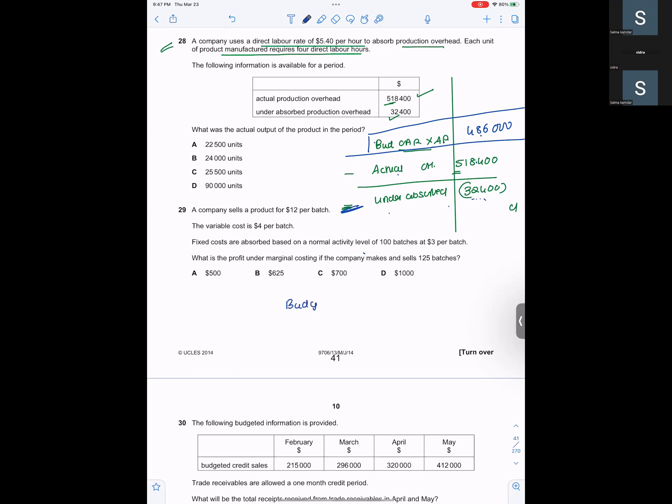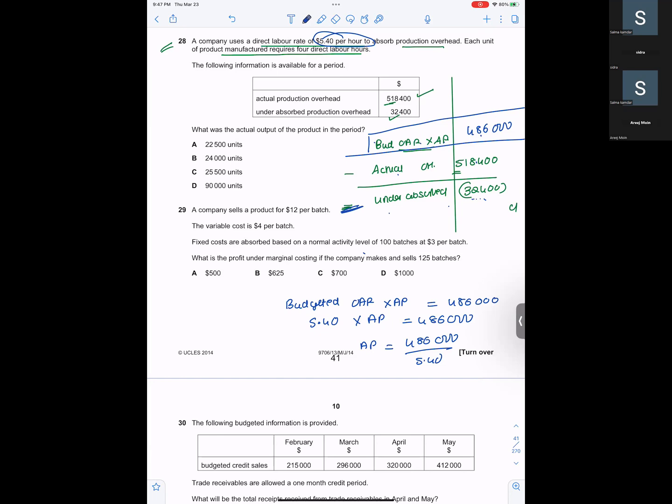This equation of budgeted OAR into actual production is how much? 486,000. What is my budgeted OAR? 5.4. So you will just divide it. So 486,000 divided by 5.40. So it is 90,000 units.